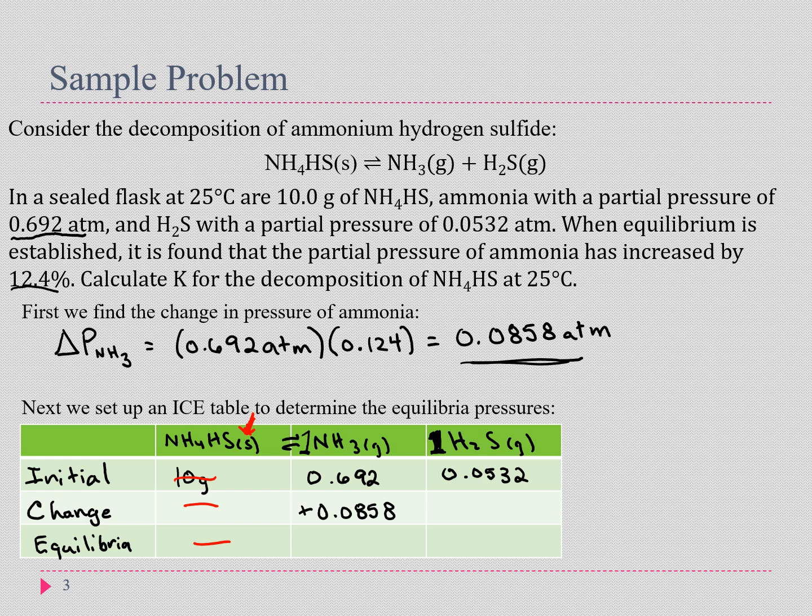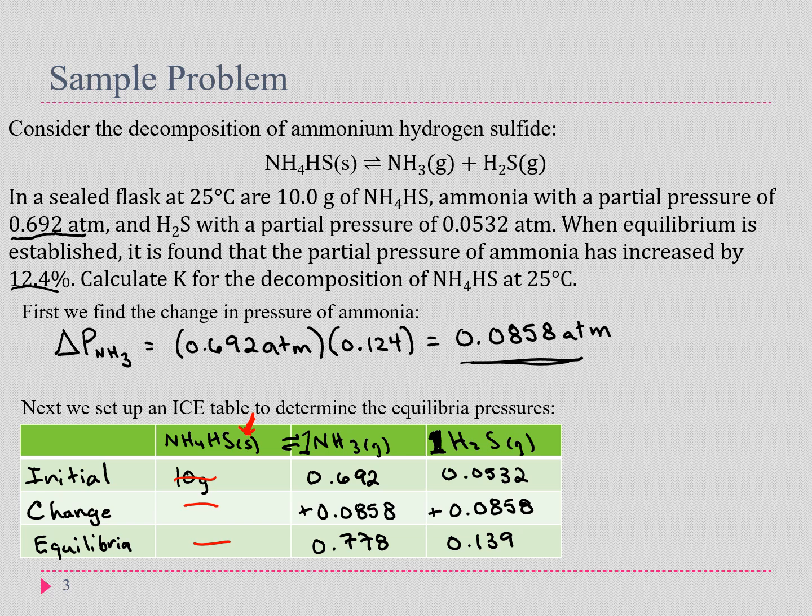Well, remember that moles and pressure are directly related. And so if the pressure of ammonia goes up by 0.0858, then the pressure of our H2S goes up by that as well. All right, now at equilibrium, we're just going to add those columns together. And so for the ammonia, I get 0.778. And for the H2S, I get 0.139.